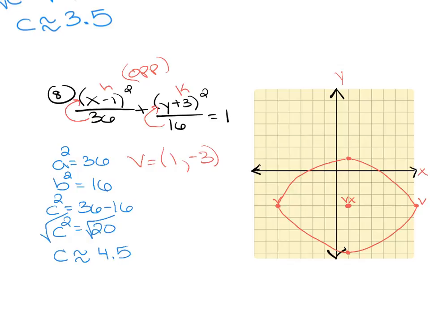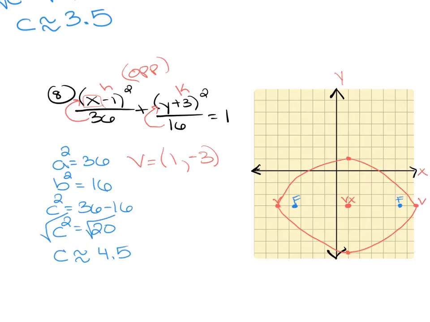All right, now our major axis here is where our vertices are, and your vertices are on the x-axis. So we are going to run from the vertex 4.5 left and 4.5 right. So from the vertex, I'm going to go 4.5. So 1, 2, 3, 4, 5. There is my foci. And 1, 2, 3, 4. Sorry, 4. Don't forget to count the y-axis. I just forgot to count it.